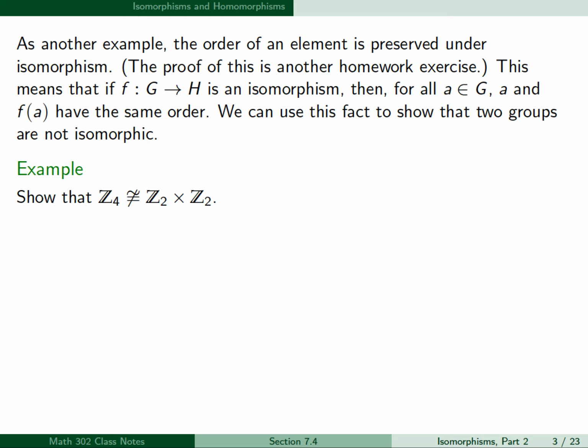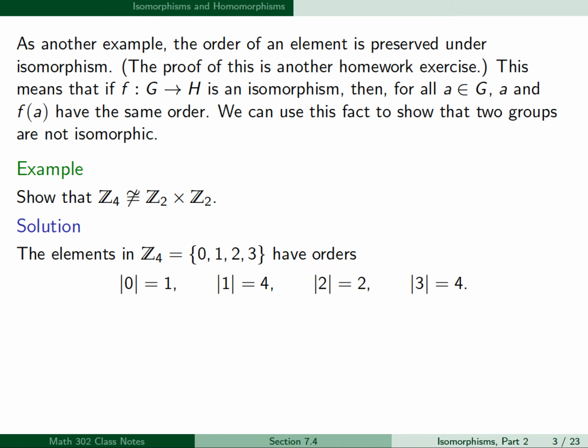So here's an example. We want to show that Z4 is not isomorphic to Z2 cross Z2. The elements in Z4 are the integers mod 4, so they consist of 0, 1, 2, and 3, and they have orders. The order of 0 is 1, the order of 1 is 4, the order of 2 is 2, and the order of 3 is also 4.